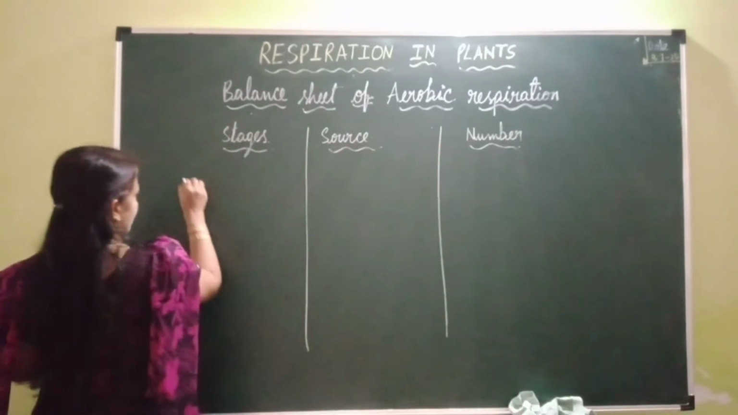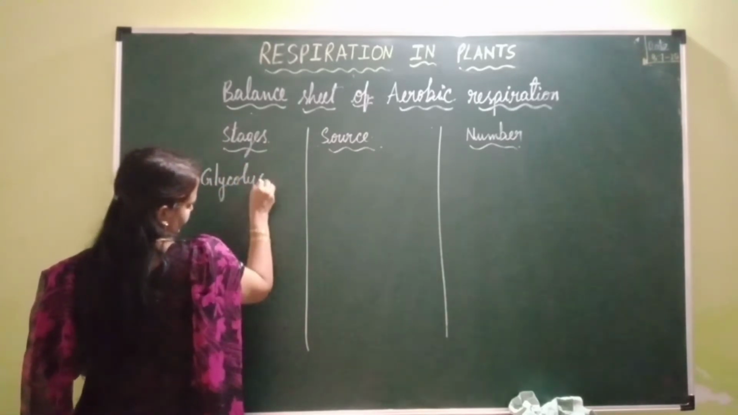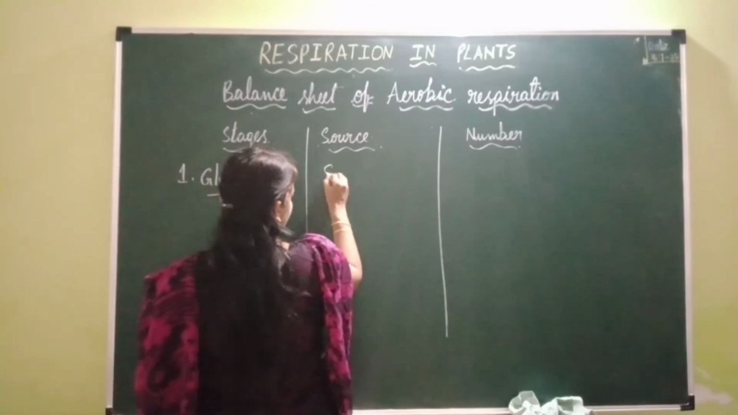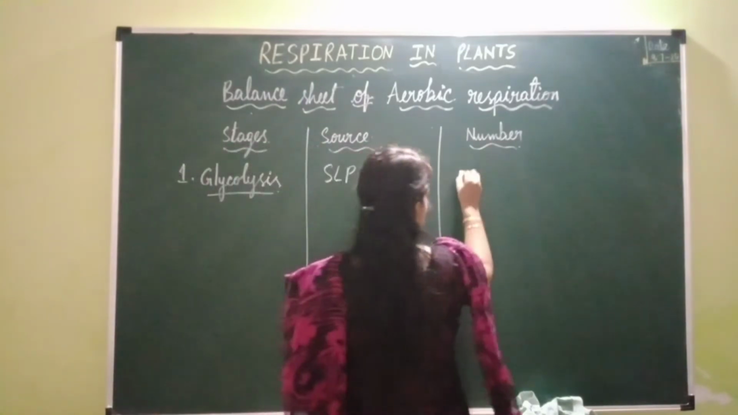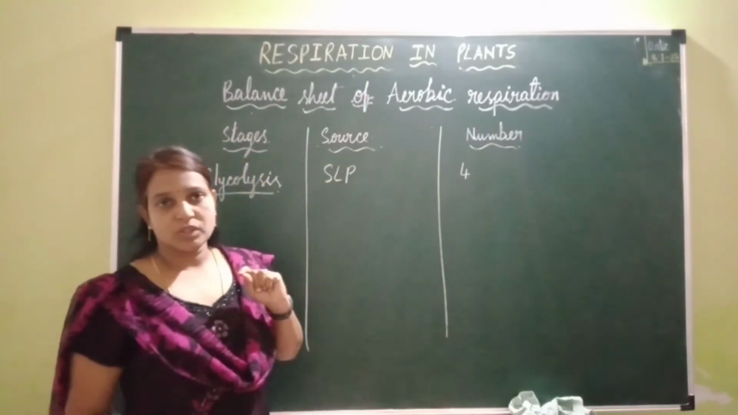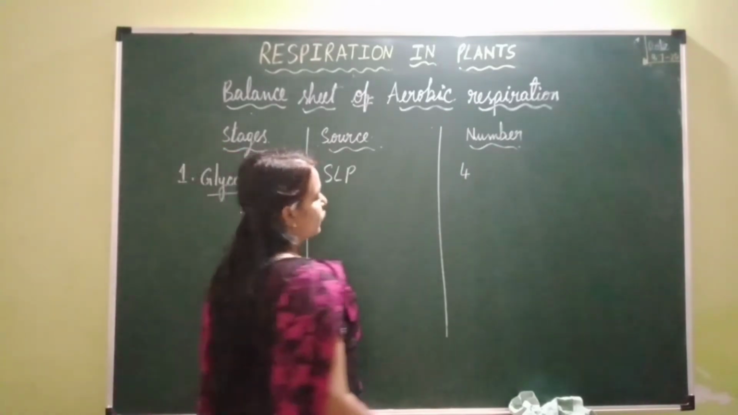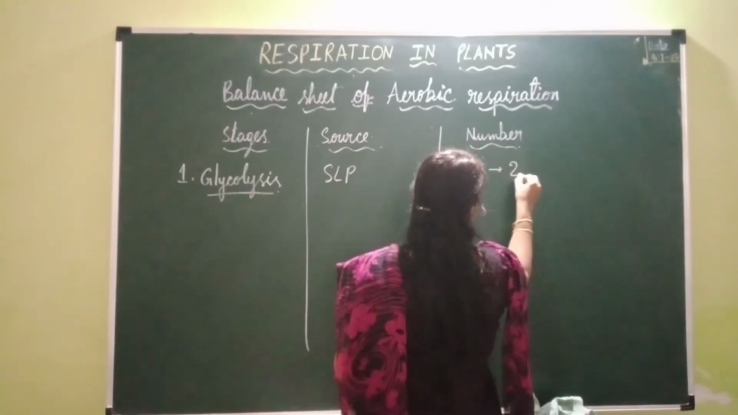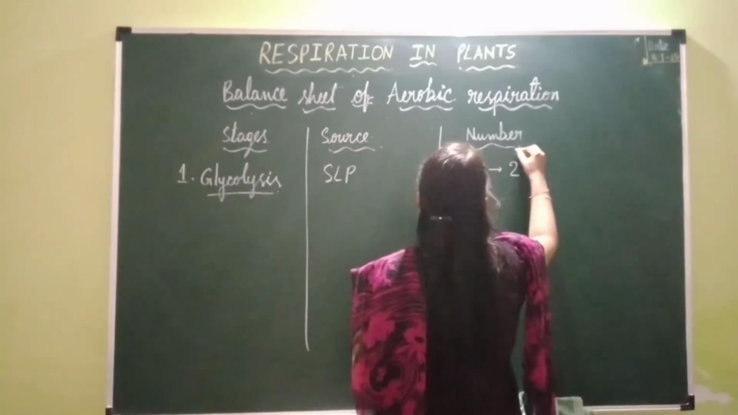Okay, first stage is glycolysis. So during this glycolysis, what happens? ATP can be formed by SLP, that is direct formation of ATP. Through SLP, how many ATPs will be formed? 4 ATPs will be formed. That is at 7th step and 10th step. At 7th step 2 ATPs and at 10th step 2 ATPs will be formed. Among these 4 ATPs, 2 ATPs are consumed. So what is the net gain of ATP? 2 is the net gain of ATP.